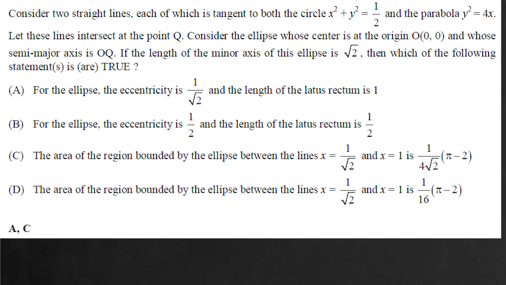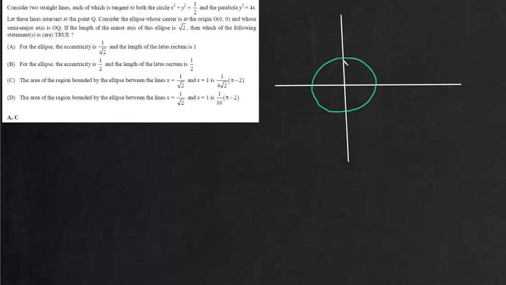Now the question is, consider two straight lines, each of which is tangent to both the circle x square plus y square equals 1 by 2 and parabola y square equals 4x. So we have a circle and a parabola. Equation of circle is x square plus y square equals 1 by 2, and then we have this parabola, which is y square equals 4x. Here the value of a is 1.